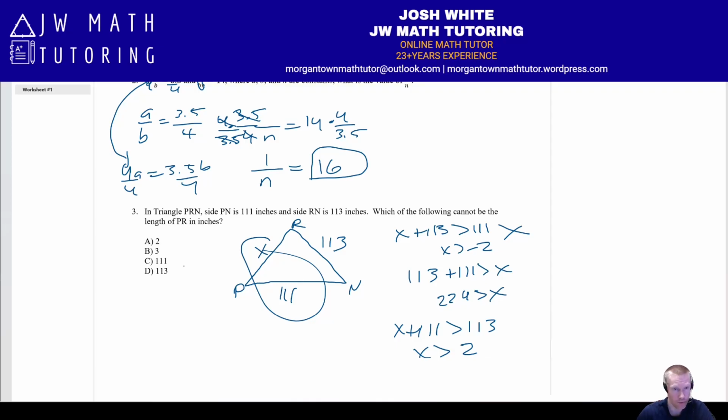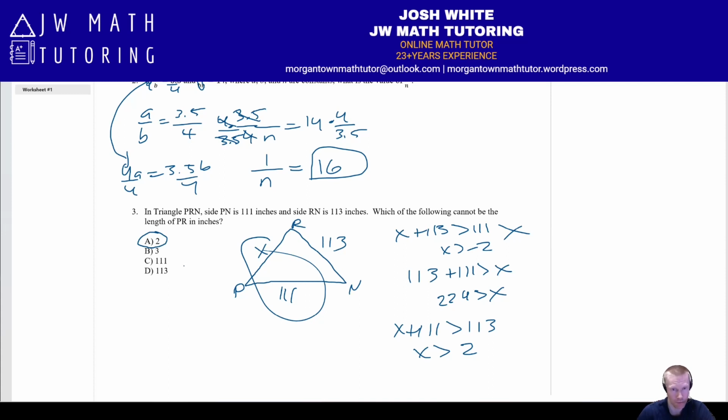So which of the following cannot be the length of PR? The correct answer is A. It cannot be 2 inches because then 113 is not greater than 113. It can't be equal to it. It has to be strictly greater than it. So correct answer for this is 2.